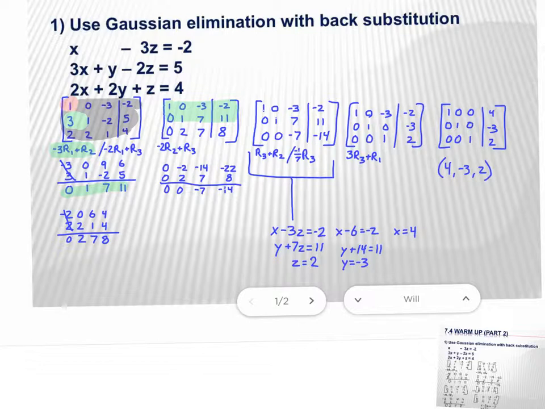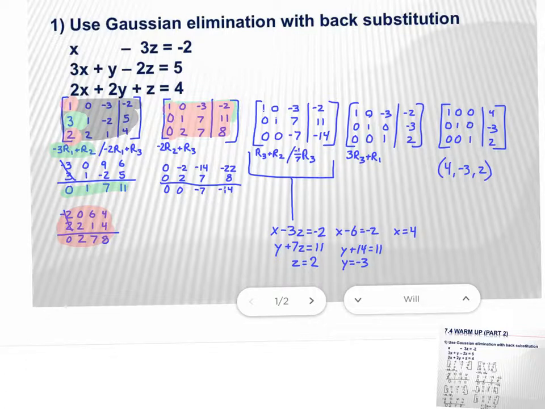And then if you want to get a 0 in this space, which was here, you can multiply row 1 by -2 and add it to row 3, which is what is here. And then you get the 0, 2, 7, 8. Then your matrix looks like this.